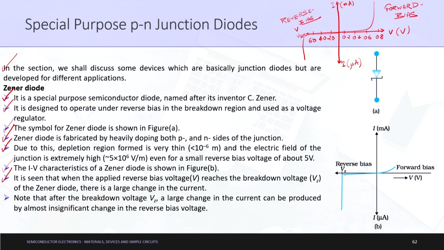As you can see, this is approximately perpendicular. So, even with a very small change in voltage after this Vz, the current will increase by an enormous amount. Note that after this breakdown voltage Vz, a large change in the current can be produced by an almost insignificant change in the reverse bias voltage. As we try to understand special purpose PN junction diodes, I would suggest you remember the basic criterion of its working: a Zener diode generally works in the reverse bias condition.